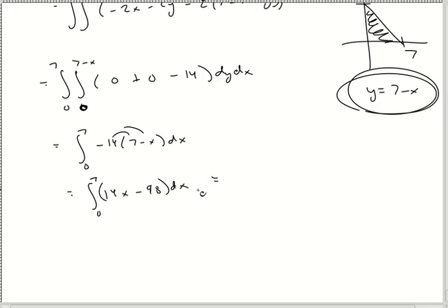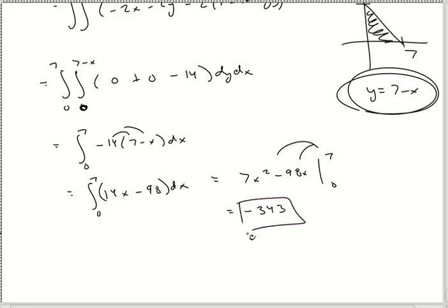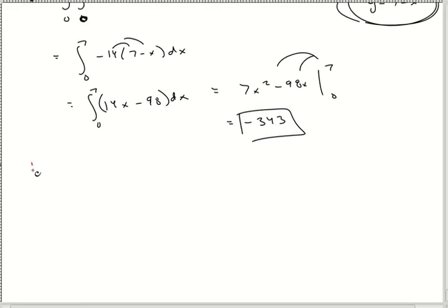Dx. Go ahead and integrate that. So then I got 7x squared minus 98x from 0 to 7. The 0 is going to cancel. Go ahead and toss the 7 in. So 7 times 49 minus 98 times 7. And I get a negative 343. And that's the answer. Keep cruising.